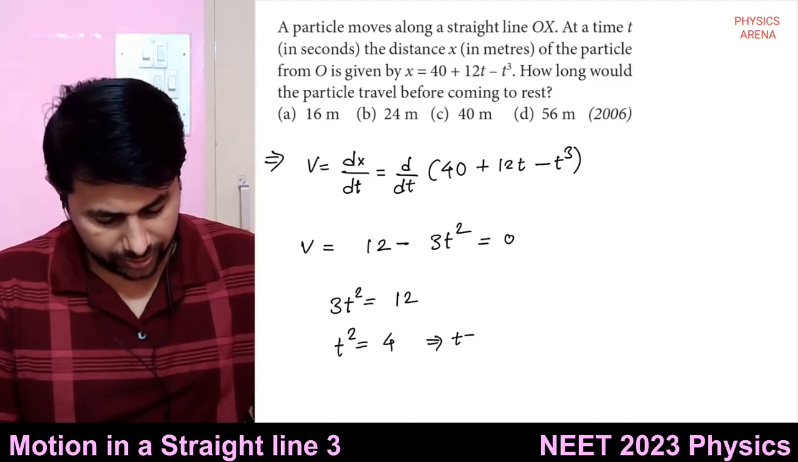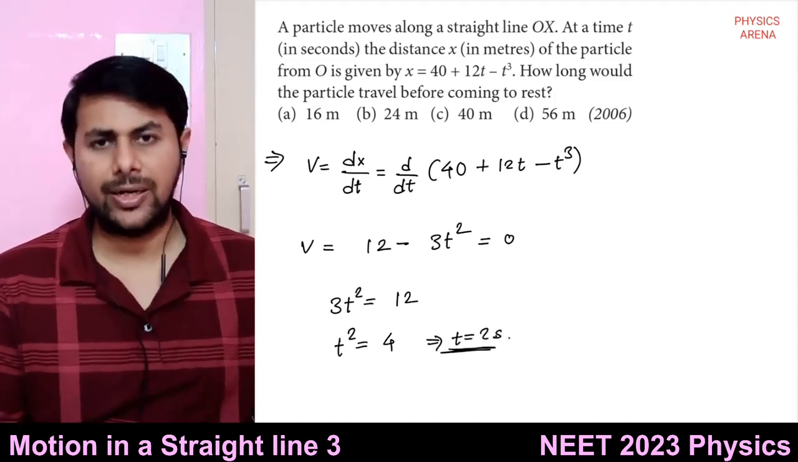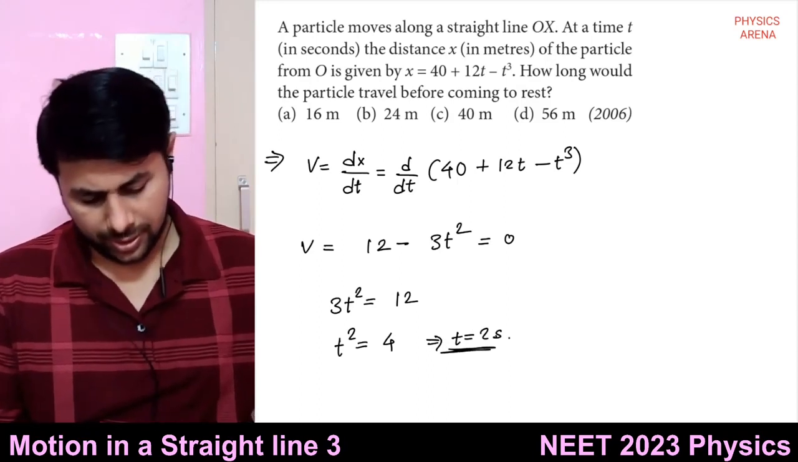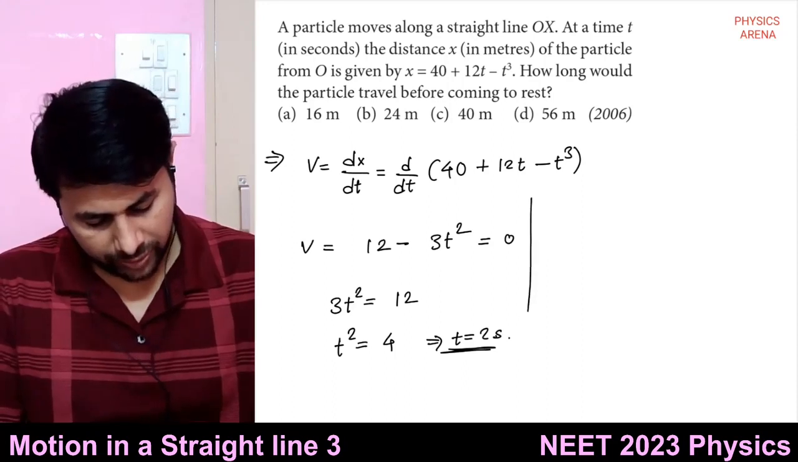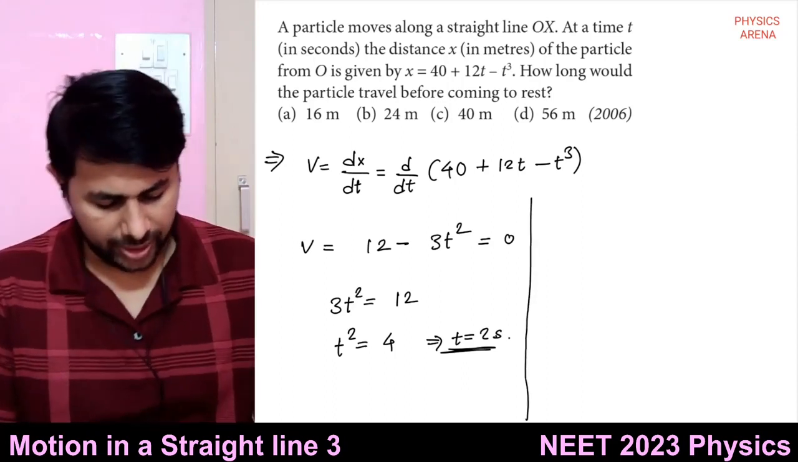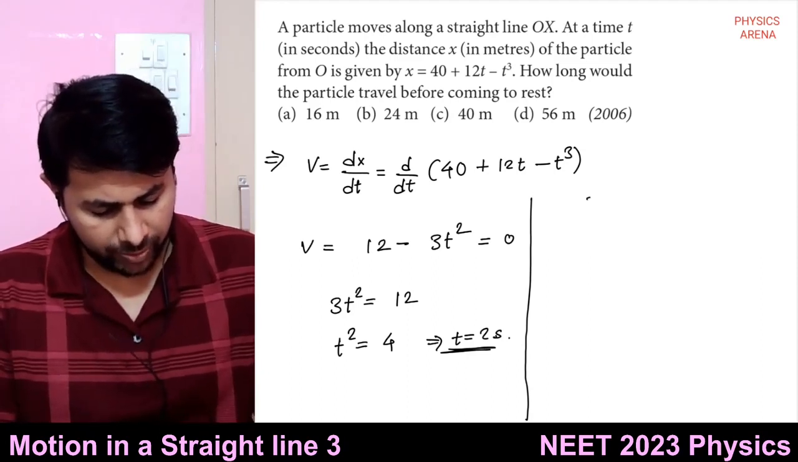So t equals 2 seconds. Okay, so how do we find the change in position? It is the final position minus the initial position. So we have got the time and the formula for position.